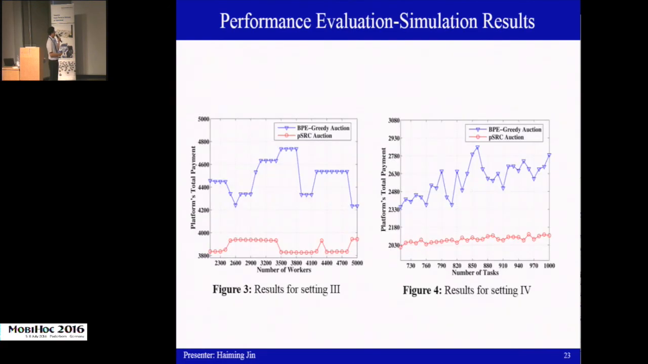Then we also compare our PSRC auction with the BP greedy auction in settings 3 and 4, where the size of the problem is too large for the VCG auction to give us the optimal solution in reasonable time. In these two figures, we also show that our PSRC auction has a platform's total payment that's far better than the BP greedy auction.